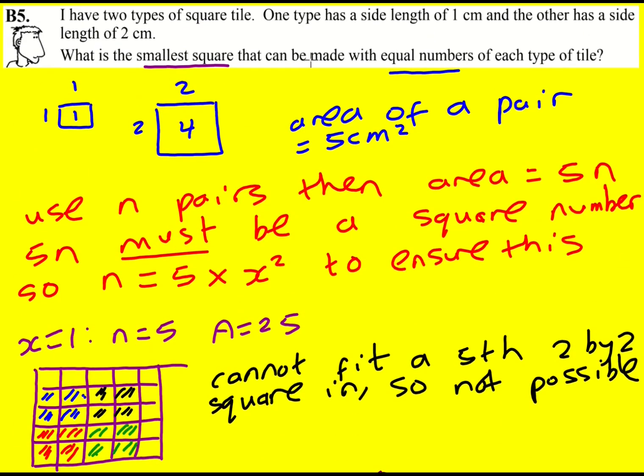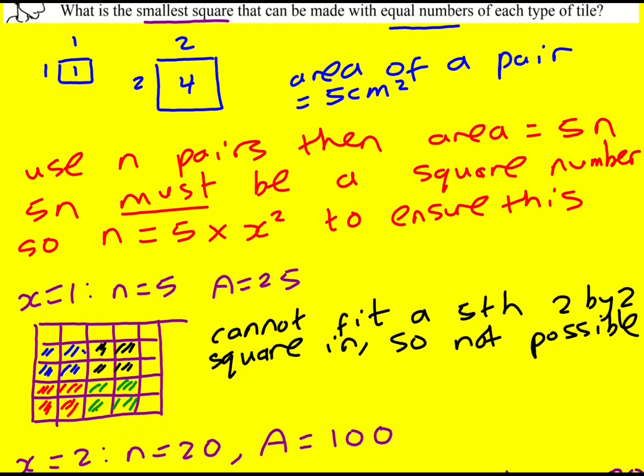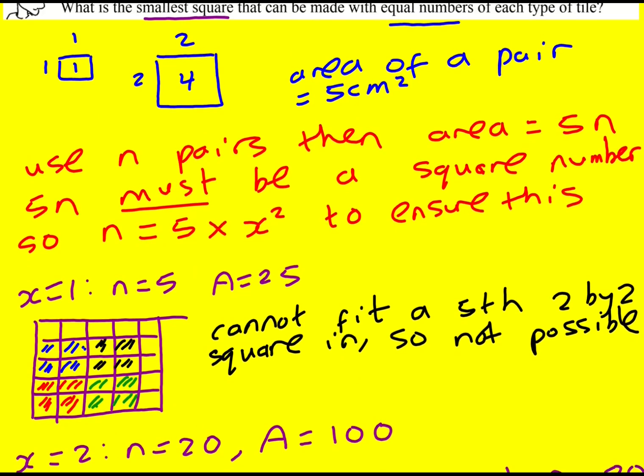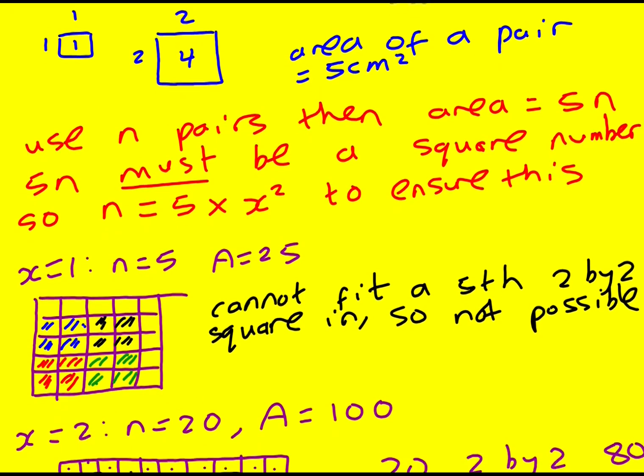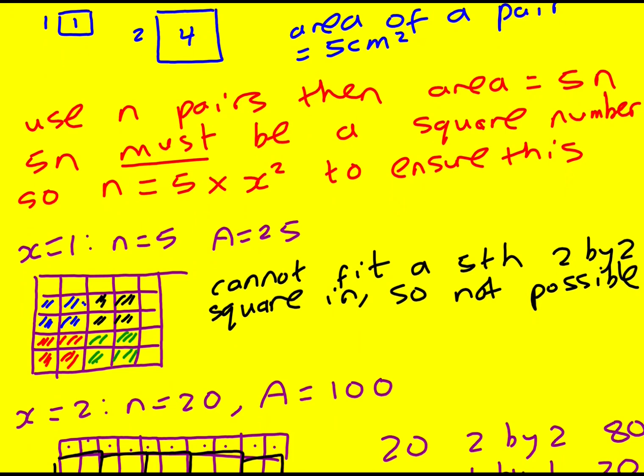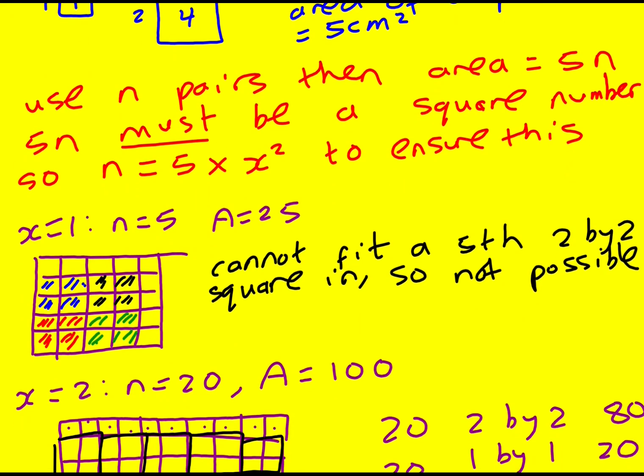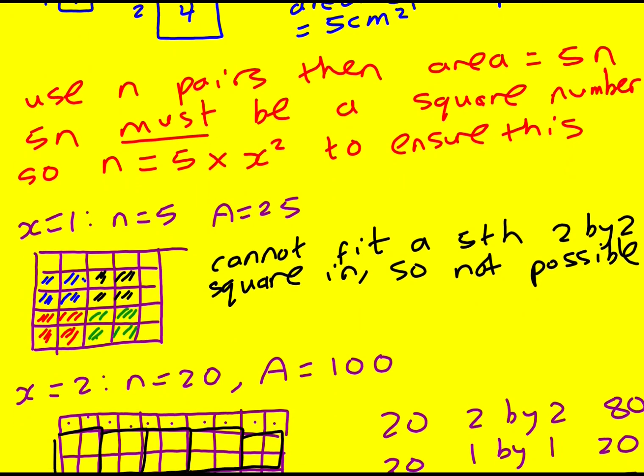So let's just recap. We have to have the same amount of each, so it's got to be a multiple of 5 because that's the area of a pair. We wrote that then as the area as 5n, where n is the number of pairs. Recognize, therefore, that n has to be a square number, in fact, a multiple of 5 that's a square number, to ensure that we get an area of a square, which is a square number, which we always will.